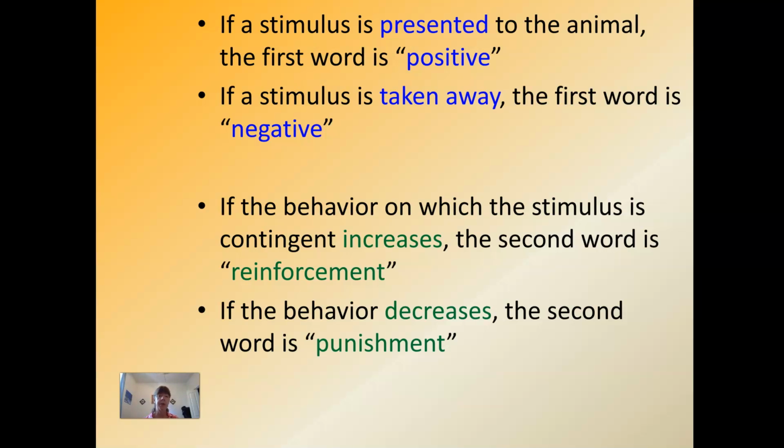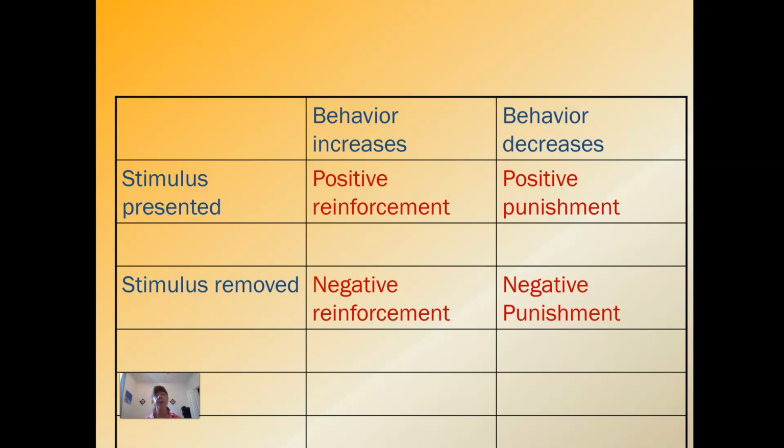So now we're going to put this all together. This table is very similar to a table that's in the textbook. If you present a stimulus and the behavior increases, that's called positive reinforcement. And most people do know what positive reinforcement is, and it's what you think it is. Positive reinforcement is roughly similar to what we mean by the word reward. So if you pay somebody to do something, and therefore they do it, that's positive reinforcement. You're giving them a stimulus, the money, and the behavior is increasing. Whatever behavior you're paying them for will increase.